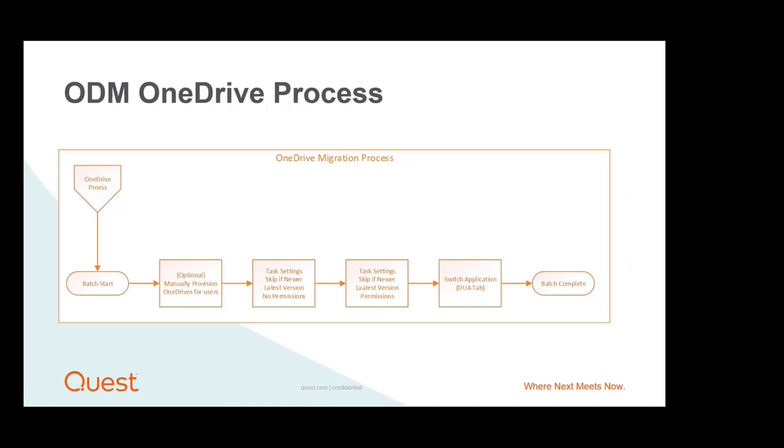We recommend that you don't migrate permissions until the last pass. There's no sense in going through all of that effort if you're going to do it again. We do recommend that you don't migrate all of the versions. And then you can use the desktop application to reconfigure the OneDrive synchronization tool.